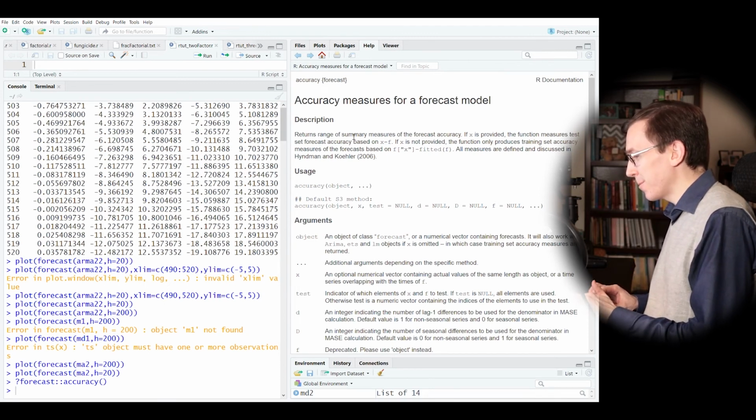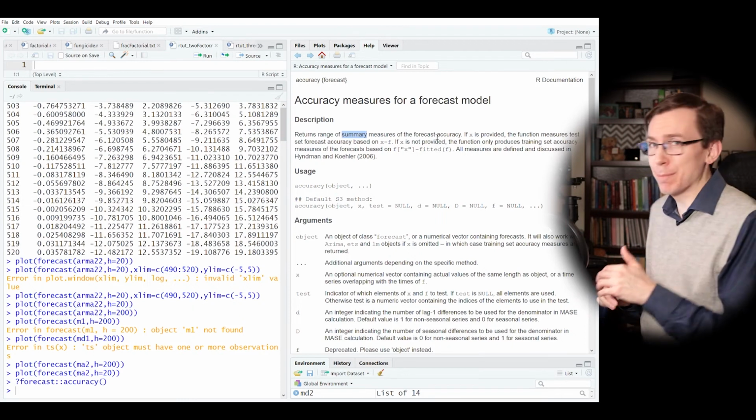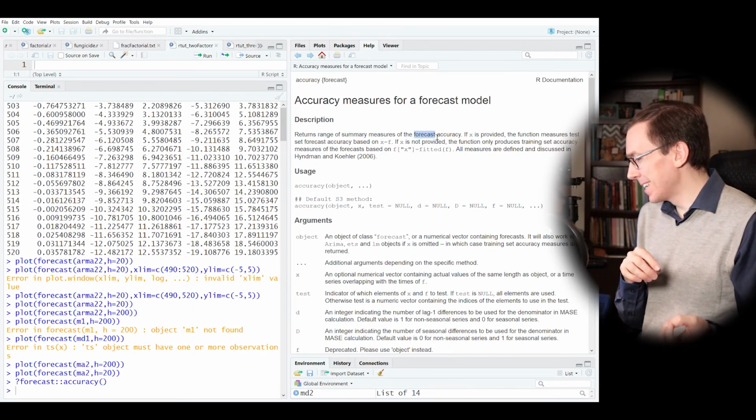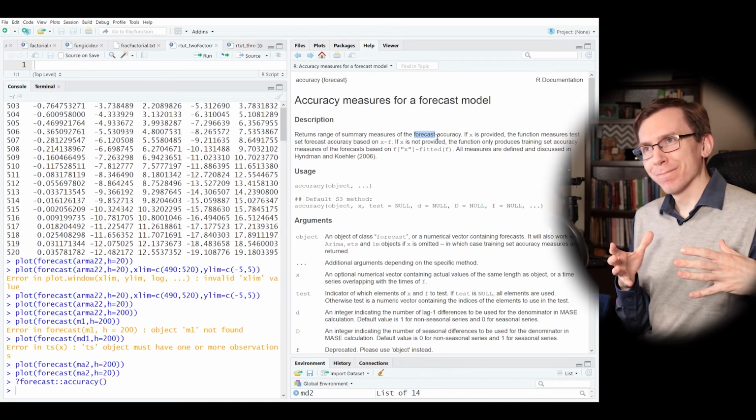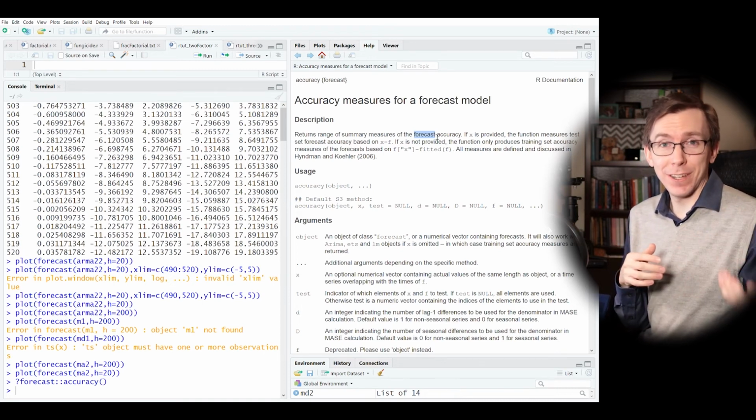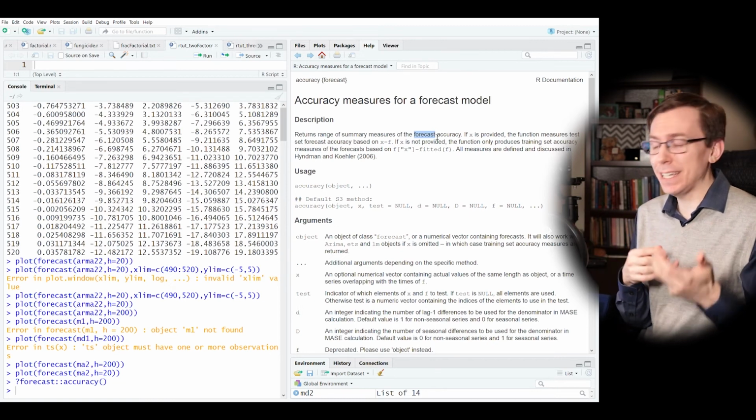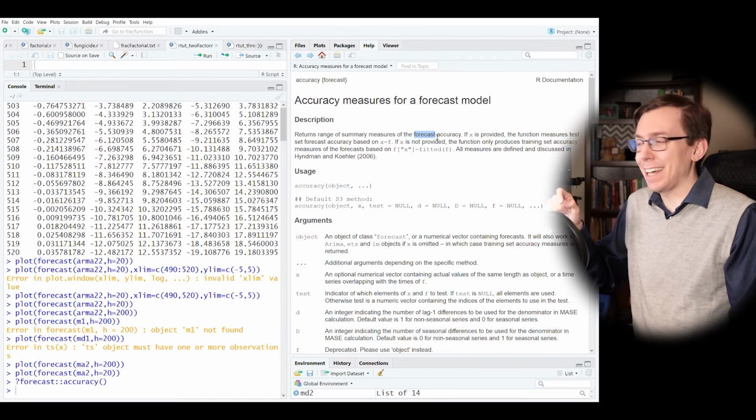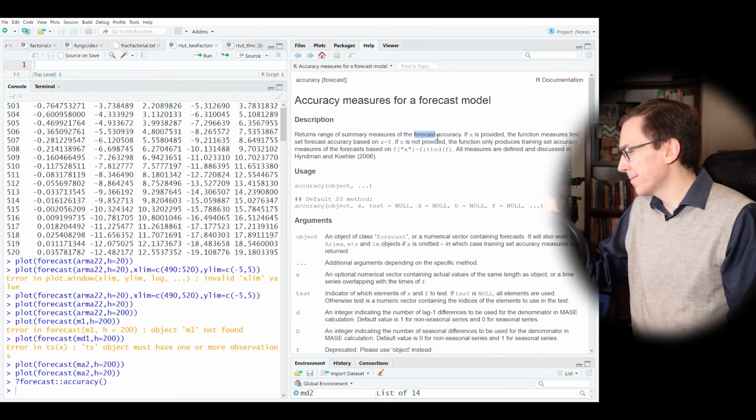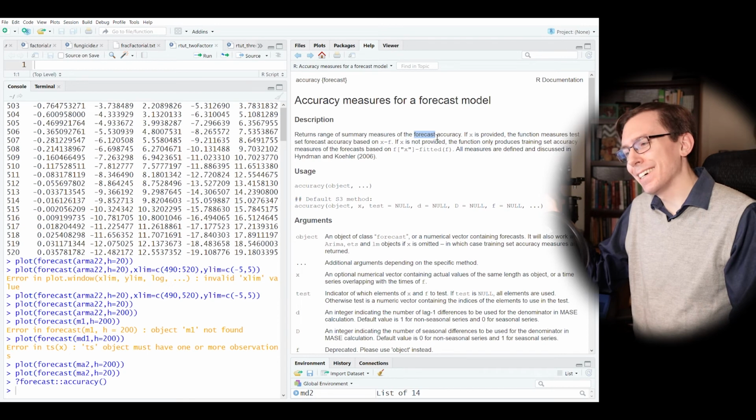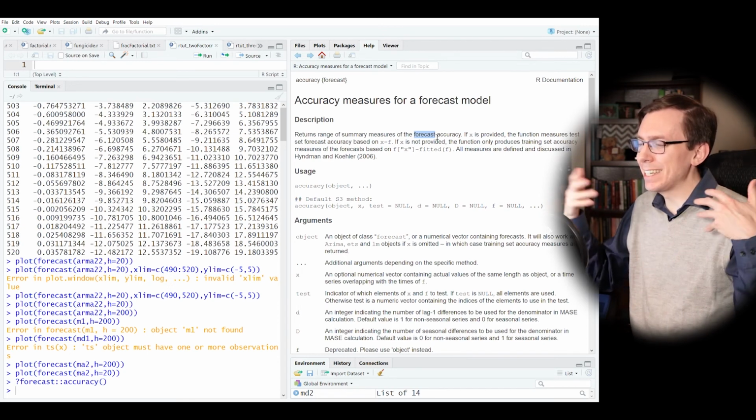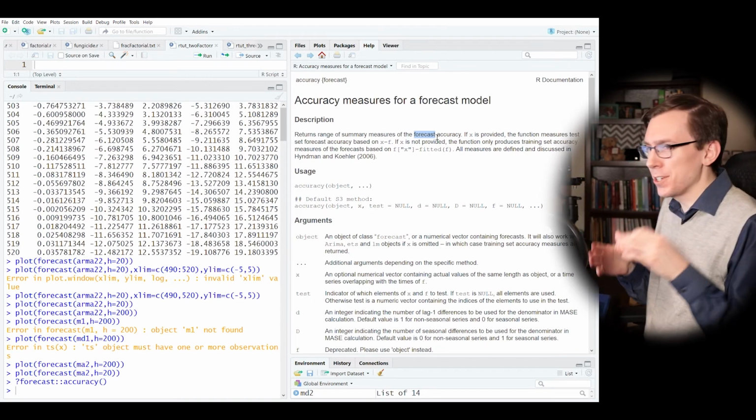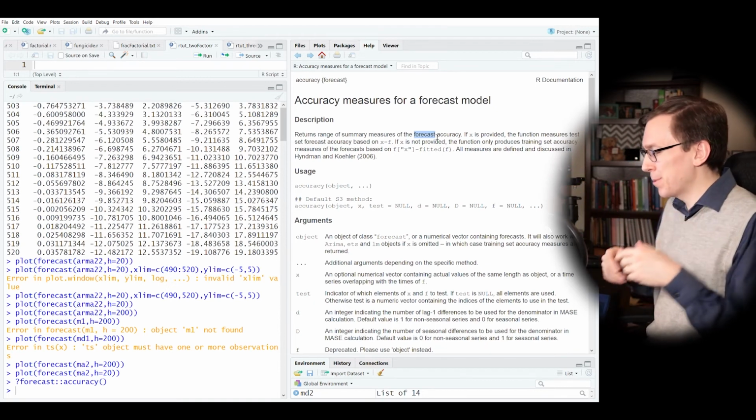So this returns a range of summary measures of forecast accuracy, because when you're picking a time series model, right, you can consider the coefficients, you can consider the AIC or the BIC, you can also consider the forecast accuracy. It's almost like a leave one out prediction type thing where you try to predict based on your model. But in this case, you just use the data going forward in time to predict the next one.